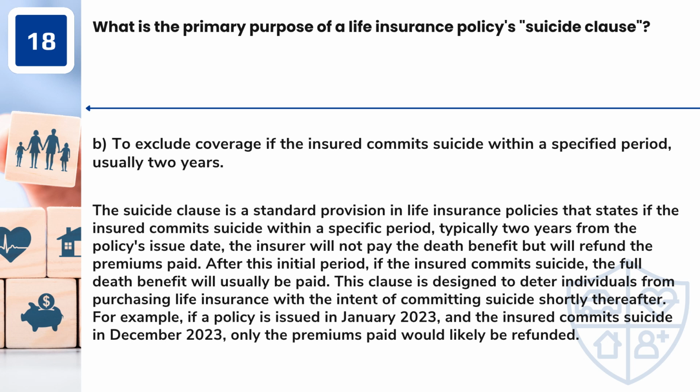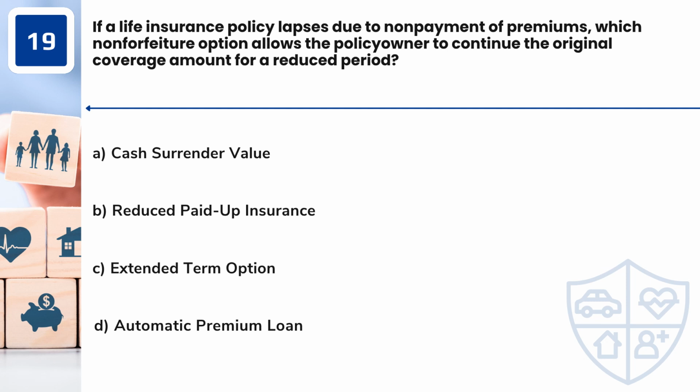For example, if a policy is issued in January 2023, and the insured commits suicide in December 2023, only the premiums paid would likely be refunded. Question 19. If a life insurance policy lapses due to non-payment of premiums, which non-forfeiture option allows the policy owner to continue the original coverage amount for a reduced period? A. Cash surrender value. B. Reduced paid-up insurance. C. Extended term option. D. Automatic premium loan.